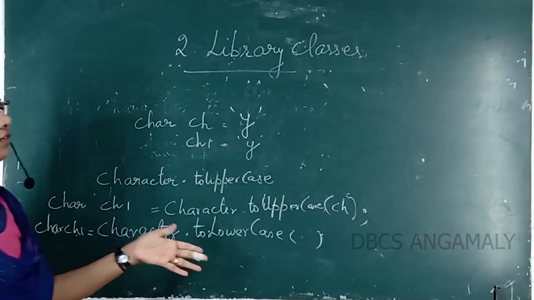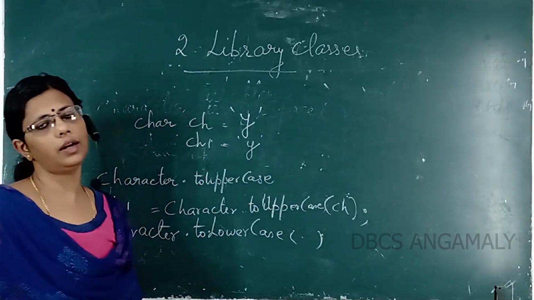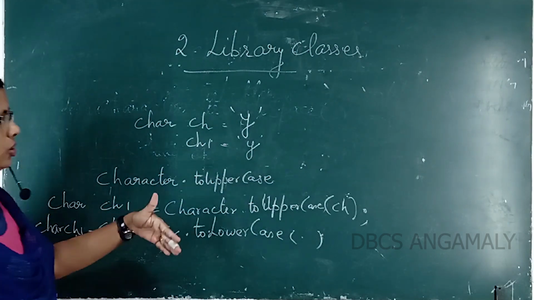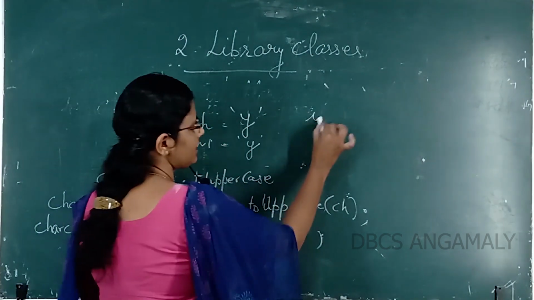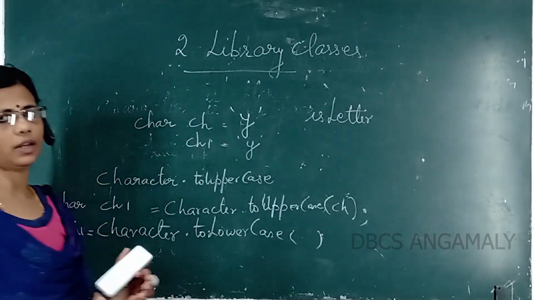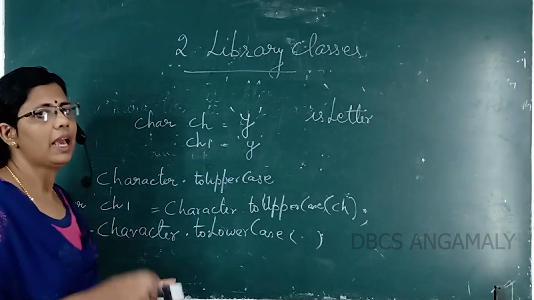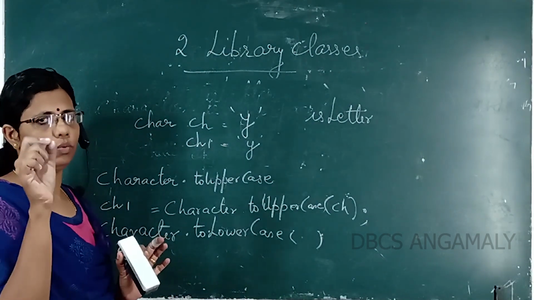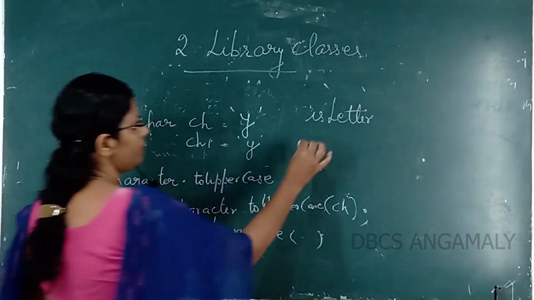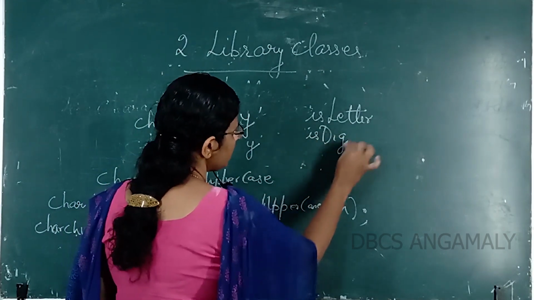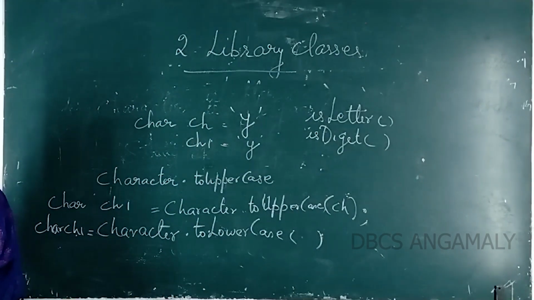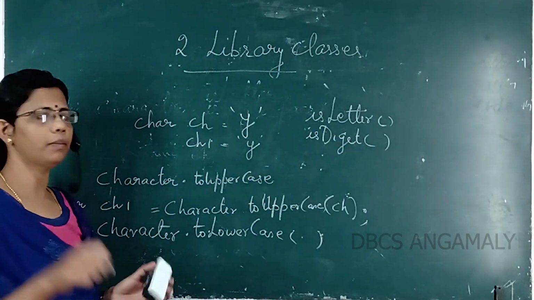So these are the different functions which we have learned under the Character wrapper class. I'll just give a recap of all these functions. The first one was isLetter. It checked whether the value contained inside that particular char data type is a letter or not. It was of Boolean data type, meaning it returns either true or false. The second function was isDigit. This also returned whether the value stored in the char data type is a number or not.